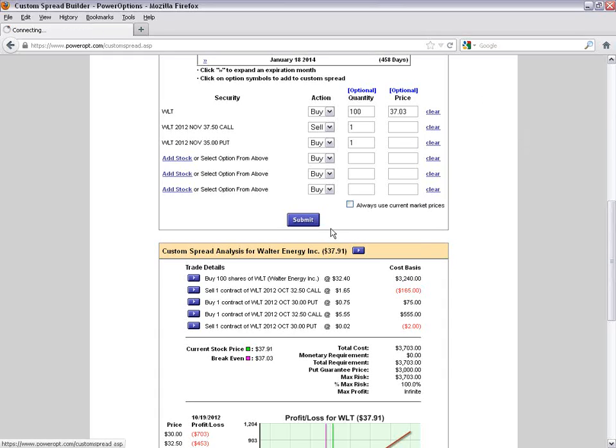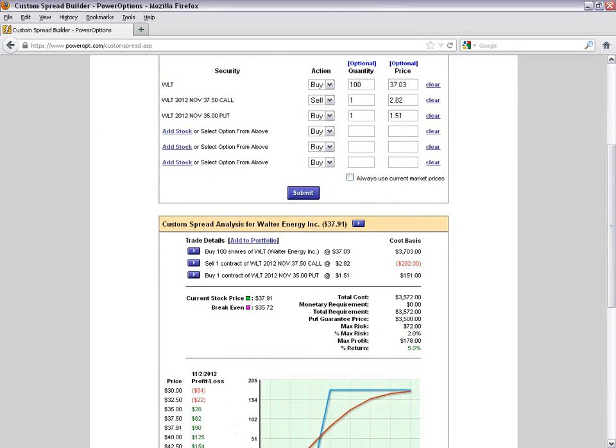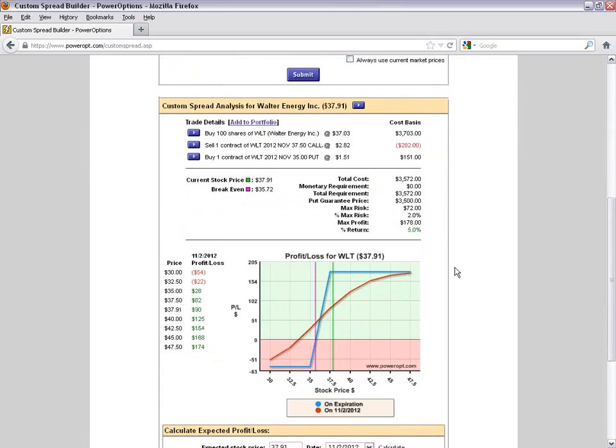Okay, so I have to keep that in mind, because now as I submit this, for the next 32 days out in time, if we enter this position, we now have a collar with a potential max return of 5% if the stock stays above 37.5, and we're only risking 2%.